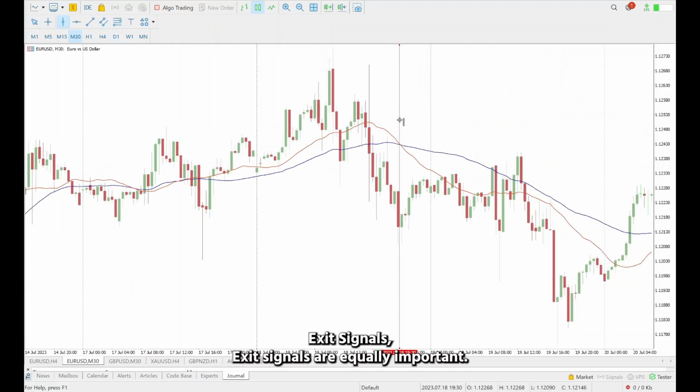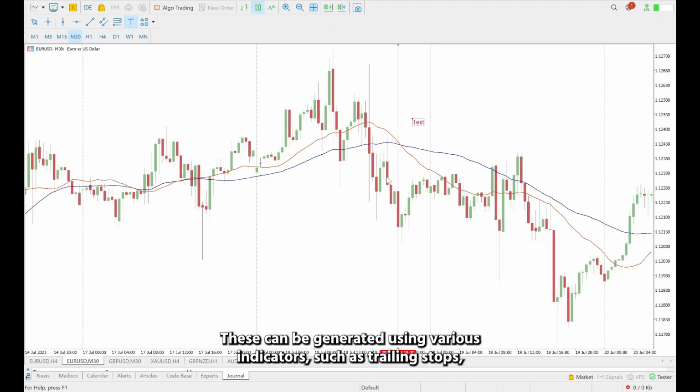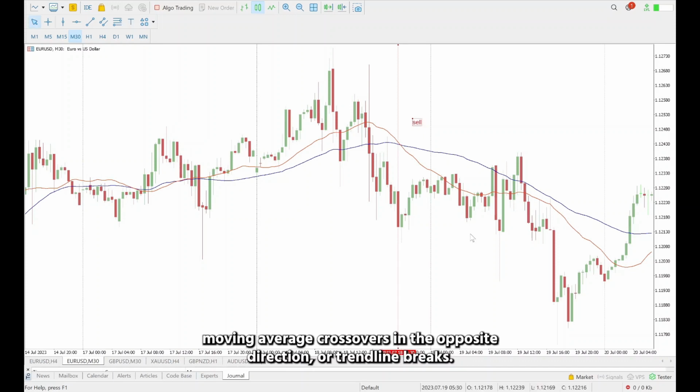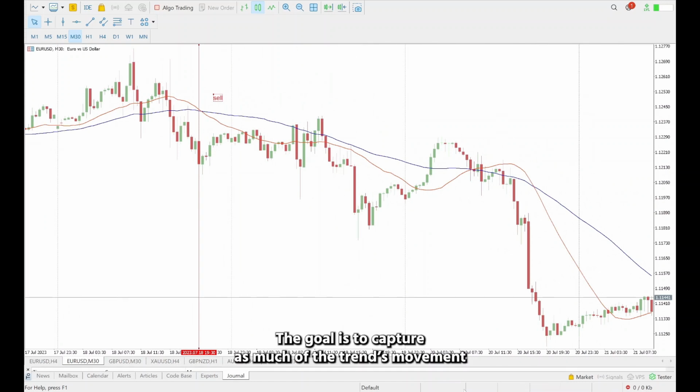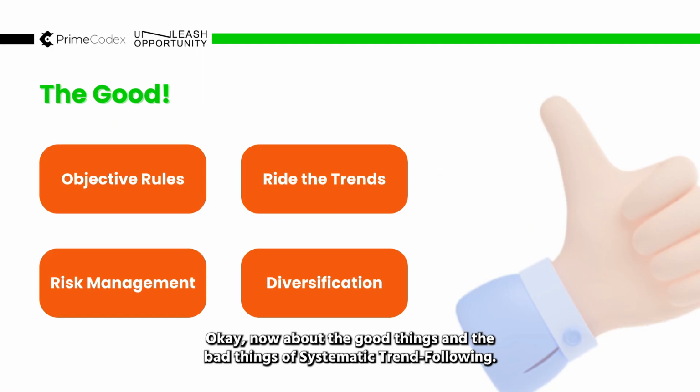Exit signals. Exit signals are equally important. These can be generated using various indicators such as trailing stop, moving average crossovers in the opposite direction, or trend line breaks. The goal is to capture as much of the trend's movements as possible while minimizing losses if the trend reverses. Okay, now about the good things and the bad things of systematic trend following.